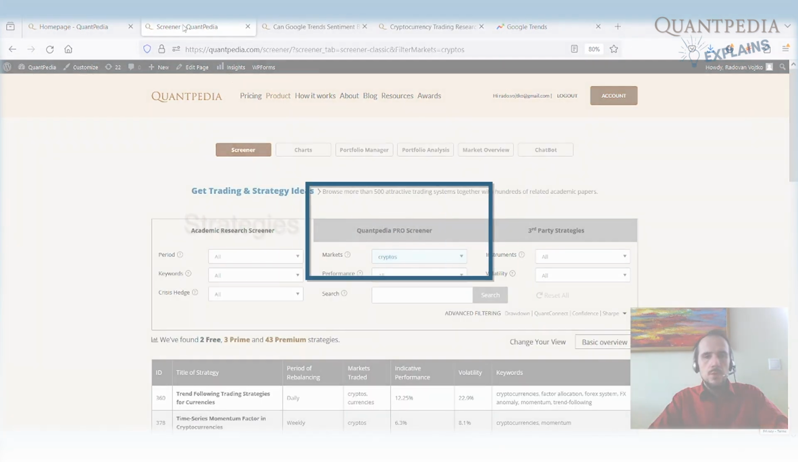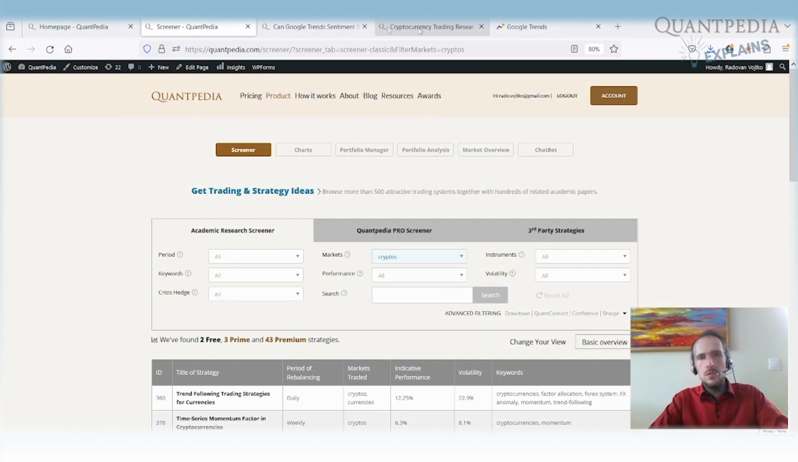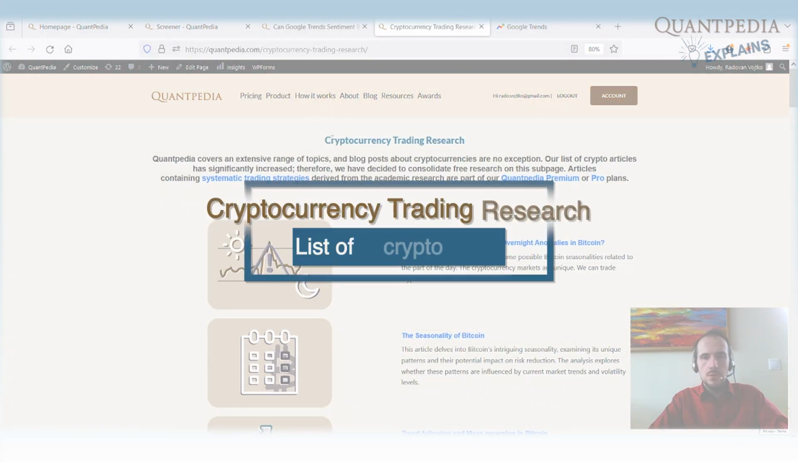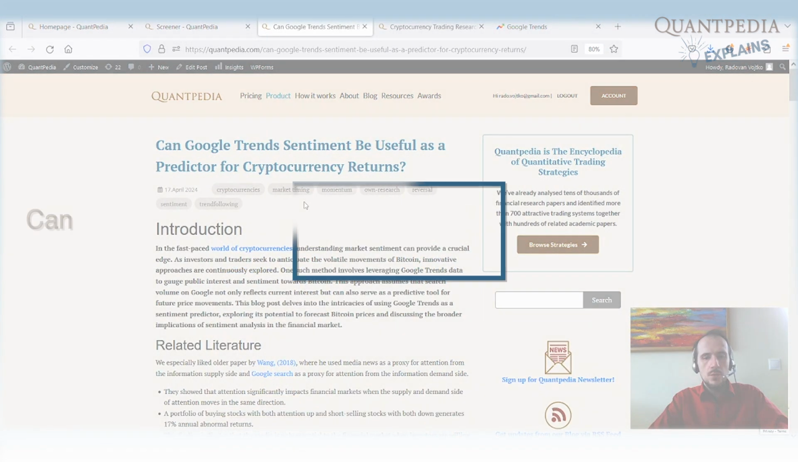Of course, there are a lot of cryptocurrency trading strategies in our database. Currently we have nearly 50 of them. And if you are interested in more articles or videos about cryptocurrency trading, you can visit our cryptocurrency trading research subpage, which is dedicated to this topic. Let's get back to the topic of today's video.